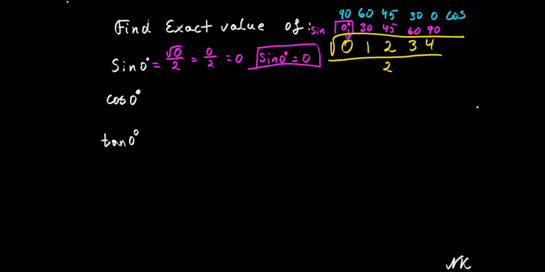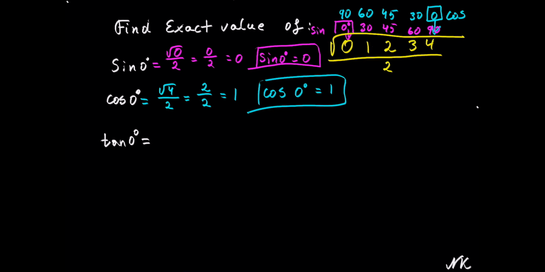The next thing we need to locate is cosine of 0. So cosine of 0 reference is right here. It's on top of 4. Cosine of 0 from this reference is equal to radical 4 divided by 2. The square root of 4 is equal to 2. It's still out of 2. And 2 divided by 2 simplifies into 1. So cosine of 0 degrees is equal to 1.